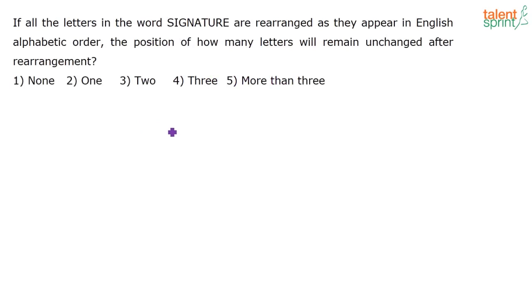Again, a similar question. If all the letters in the word signature are rearranged as they appear in the English alphabetical order, the position of how many letters will remain unchanged after the rearrangement? So how do you solve this? Signature, S-I-G-N-A-T-U-R-E. Now arrange these letters in alphabetical order. What will be the order that you get?